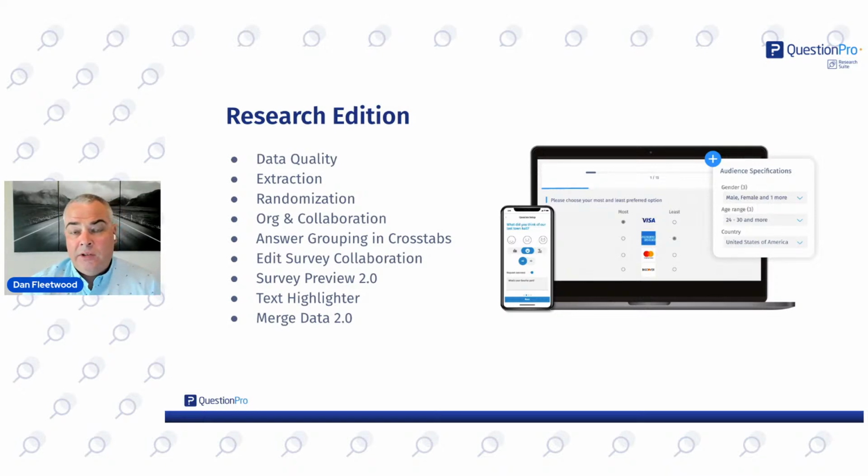But this, if you have two data sets and you need to merge them together, this feature helps out with those. So really focused on making things more efficient, but also providing that quality that you need to be able to trust in the research results.